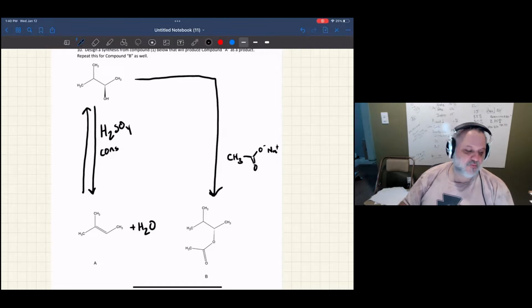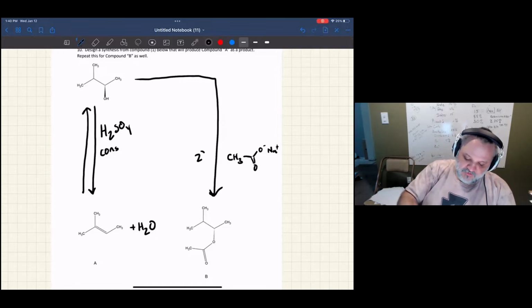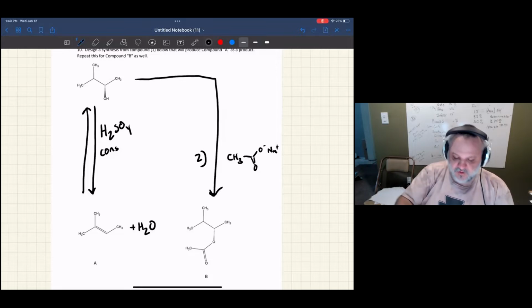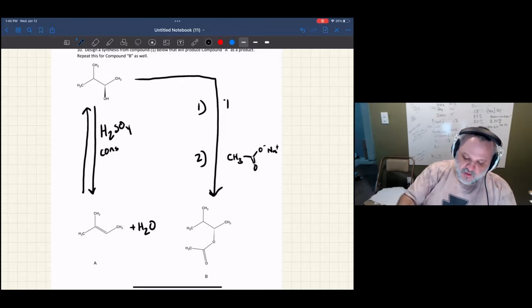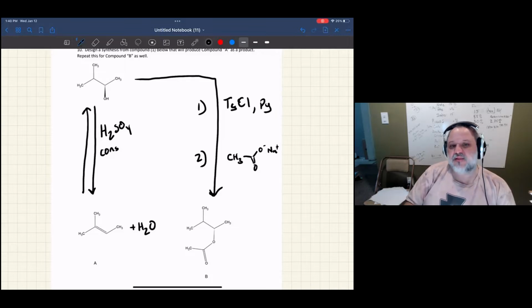Maybe you should know that from general chemistry. But if I react it with acetate, that's not going to be compatible with acidic conditions. So I am going to do this in the second step, but what am I going to do in my first step? I need to turn the OH into a good leaving group. Well, how do I do that? I could react it with TsCl, tosyl chloride, in the presence of pyridine. That turns it into a good leaving group. Then I can react it with acetate to do the SN2 reaction.